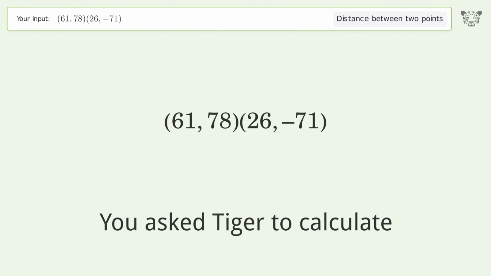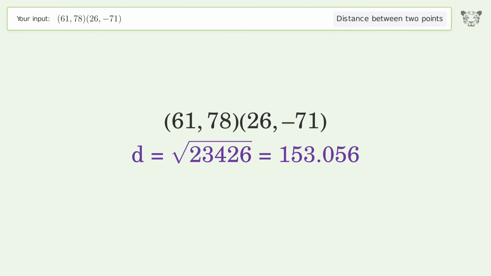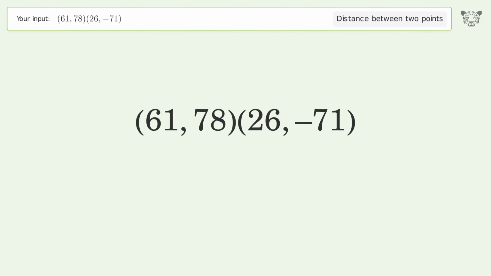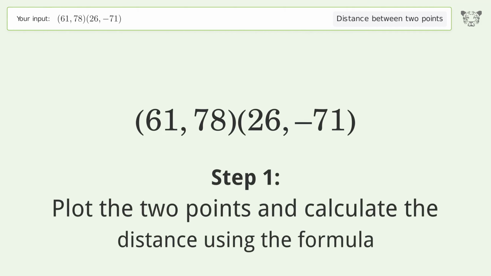You ask Tiger to calculate. This deals with the distance between 2 points. The distance between the 2 points is the square root of 23,426, or 153.056. Let's solve it step by step. Plot the 2 points and calculate the distance using the formula.